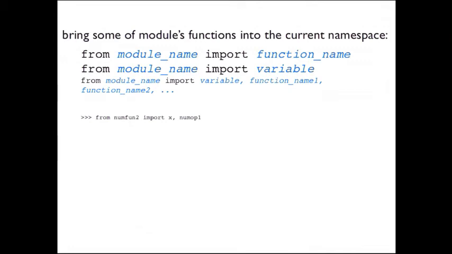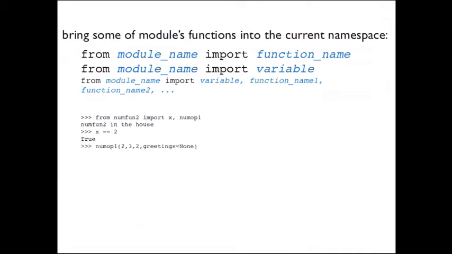So let's do this. From numfun2, import x comma numop1. So I've pulled in one of the variables and I've pulled in the function. It runs, it says print numfun2 in the house. X is equal to 2. Do you think this is right? Yes. So what did it do? It pulled x into my current namespace, even though that x was actually originally defined inside the namespace of numfun2.